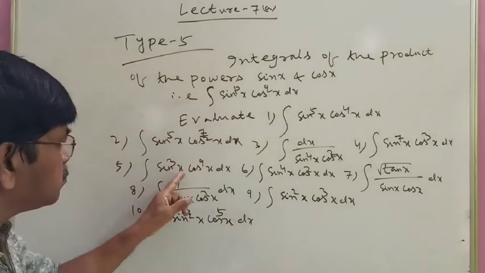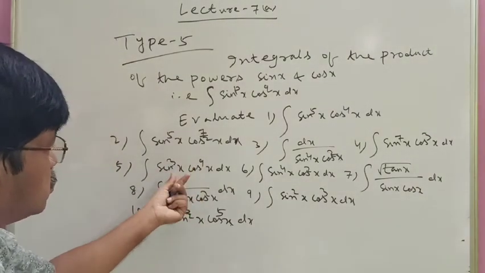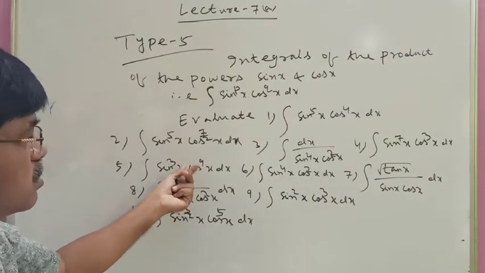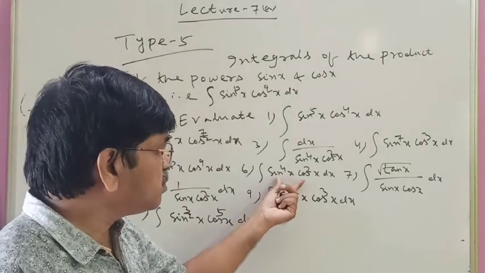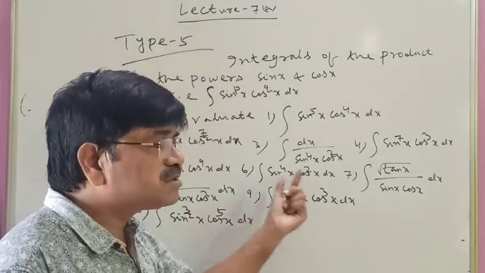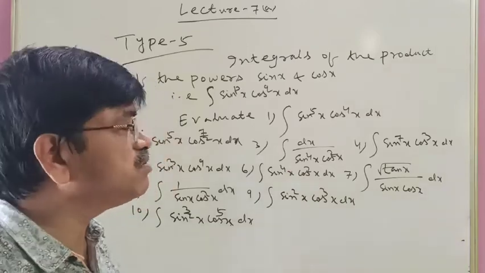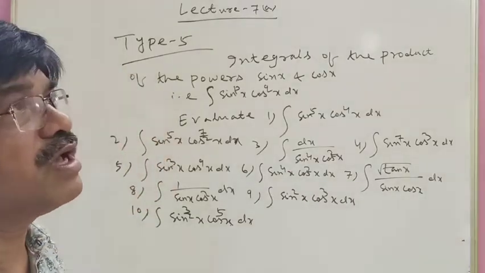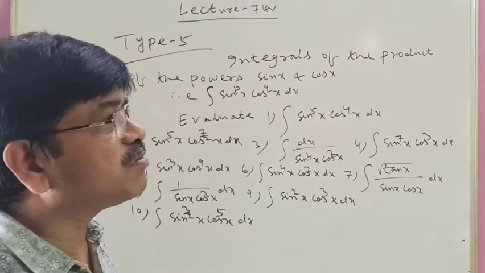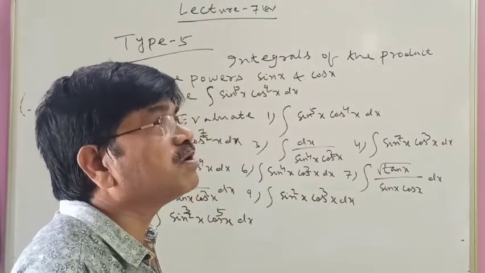Similarly here, sin 2x, both are positive odd. So whose power is bigger? Cos power. So here you take cos x equal to t. And here both the powers are positive even. So that is the last case, case 5. You have to use the formula: sin square theta is half into 1 minus cos 2 theta, and cos square theta is half into 1 plus cos 2 theta.